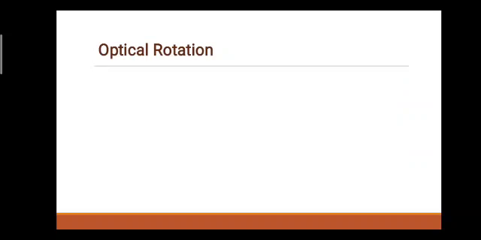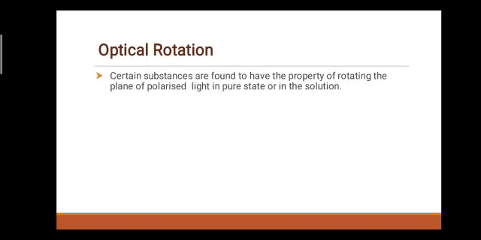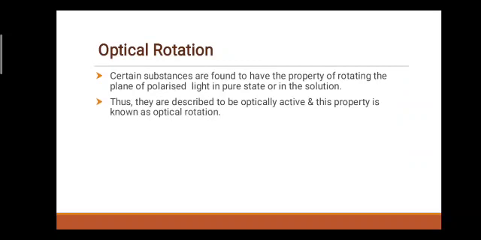Next one, fourth, optical rotation. Certain substances are found to have the property of rotating the plane of polarized light in pure state or in solution. Thus, they are described to be optically active, and this property is known as optical rotation.